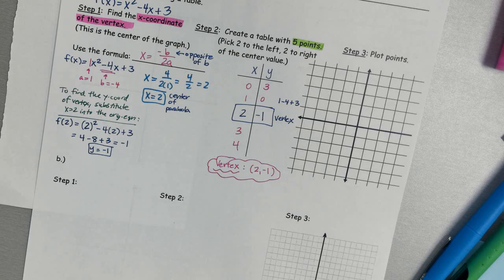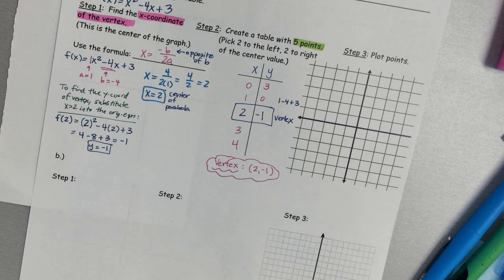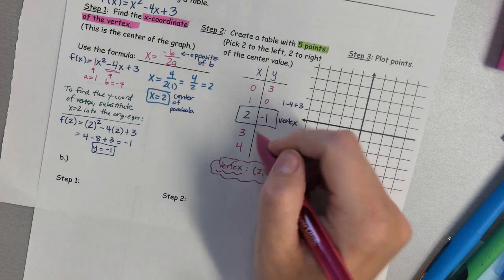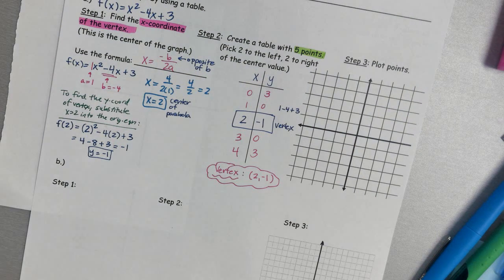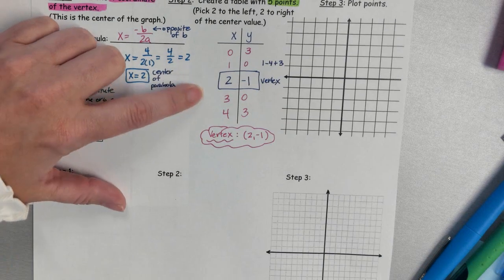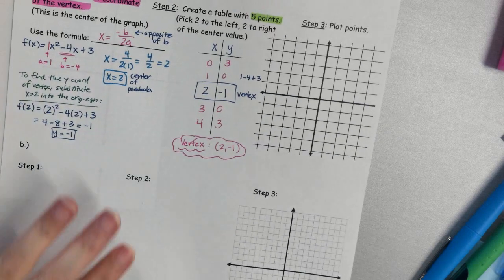All right, now what happened, what did you guys notice when you plugged these in? What did you get for 3? 0. What did you get for 4? 3. So see how these are symmetric? They should be. Okay, if you choose the center value and you do 2 to the left and 2 to the right, they should be symmetric.